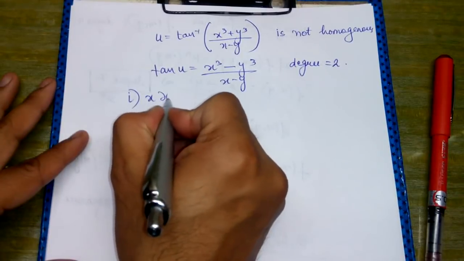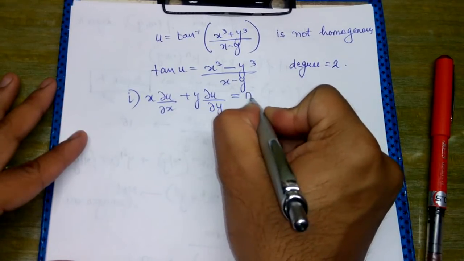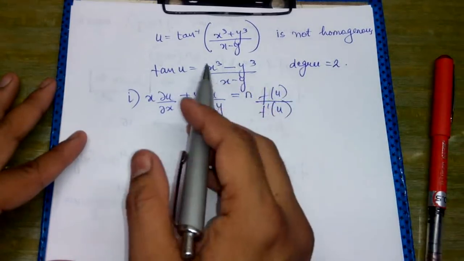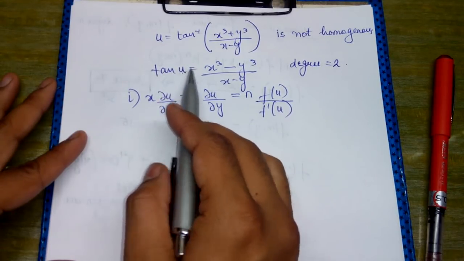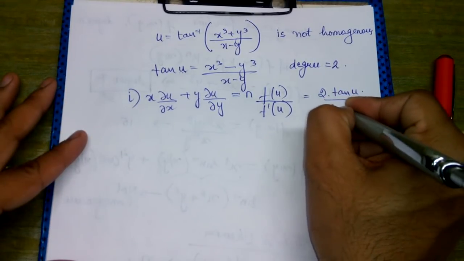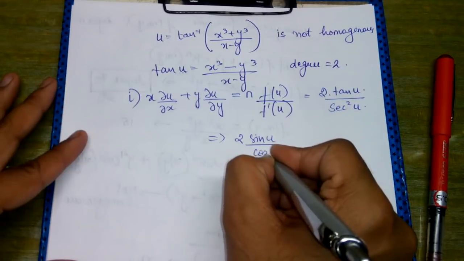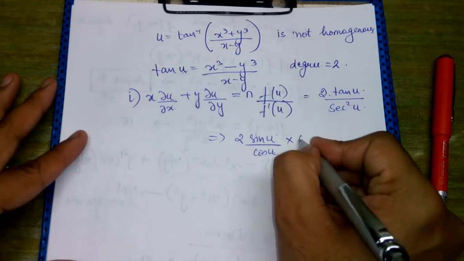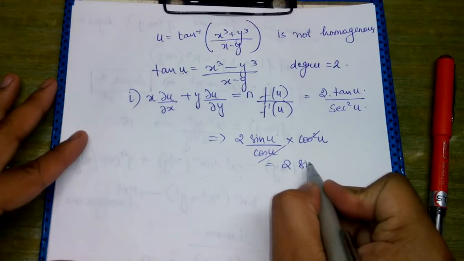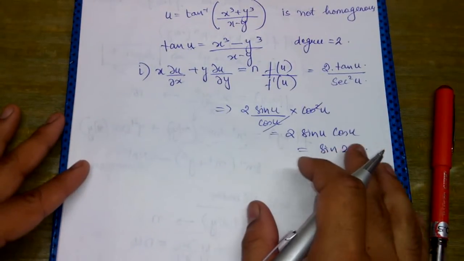So the first thing, x into del u upon del x plus y into del u upon del y, is equal to n times f of u upon f dash u. Now we are going to use this formula because we have been given tan u, not simply u. So this would be 2 times tan u upon sec square u. So this would be 2 sin u upon cos u, since tan u can be written as sin u upon cos u, into cos square u. So cos u gets cancelled, and this becomes 2 sin u cos u, or simply sin 2u. So this is coming out to be sin 2u.